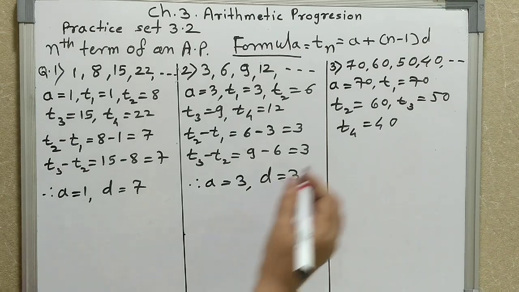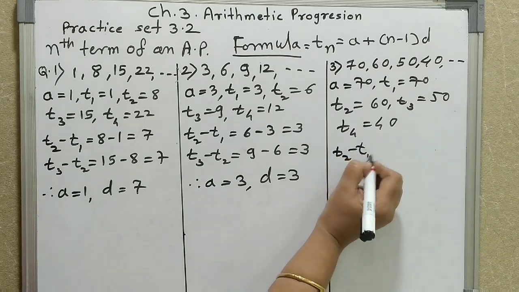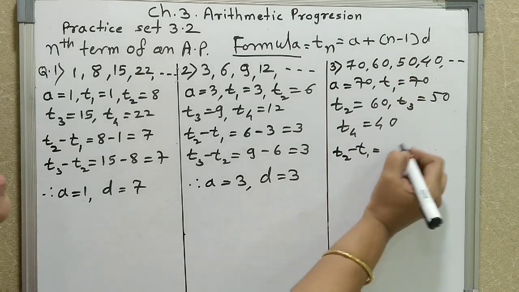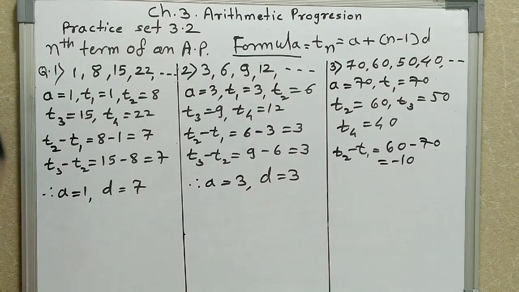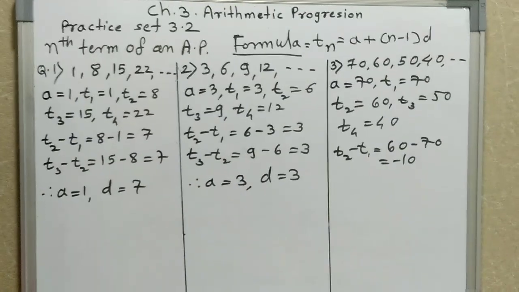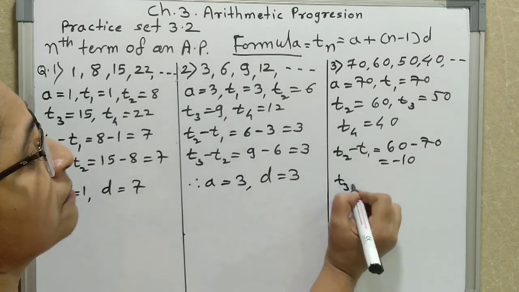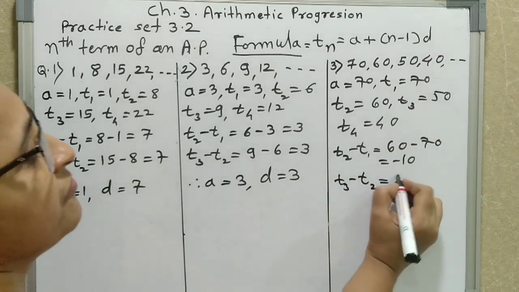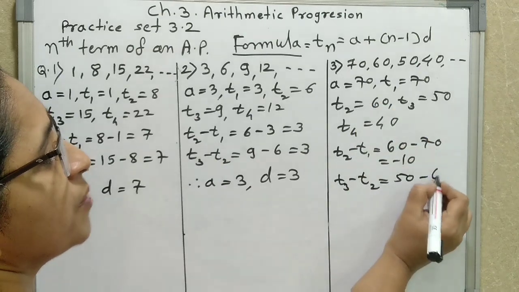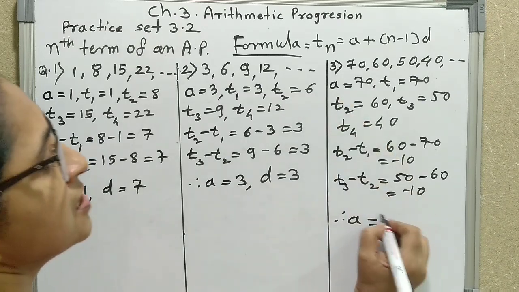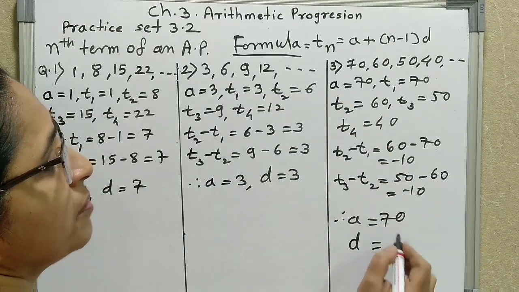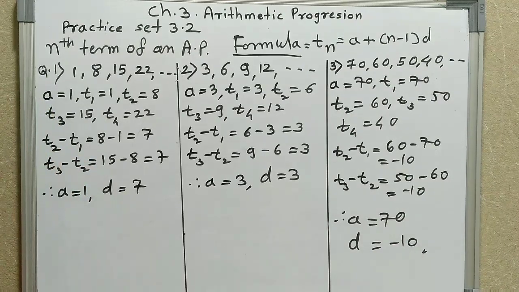Then we find the difference. So T2 minus T1 is equal to 60 minus 70. Here it is minus 10. Then T3 minus T2, T3 is 50 and T2 is 60, so 50 minus 60 is equal to minus 10. Therefore the first term A is 70 and the common difference is minus 10.